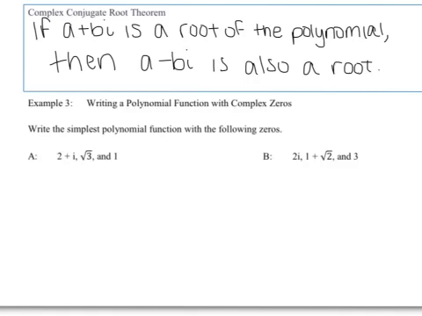Okay? Also, something to remember when we're going through these is that i squared equals negative 1. It's been a while since we dealt with that, but you will have some i squareds in here. So example 3 is exactly like example 1. In example 1, you were given the roots, you wrote the factors, and then multiplied it out. This is the same idea, except now we have square roots and imaginary numbers to deal with. So let's go ahead and try A together.